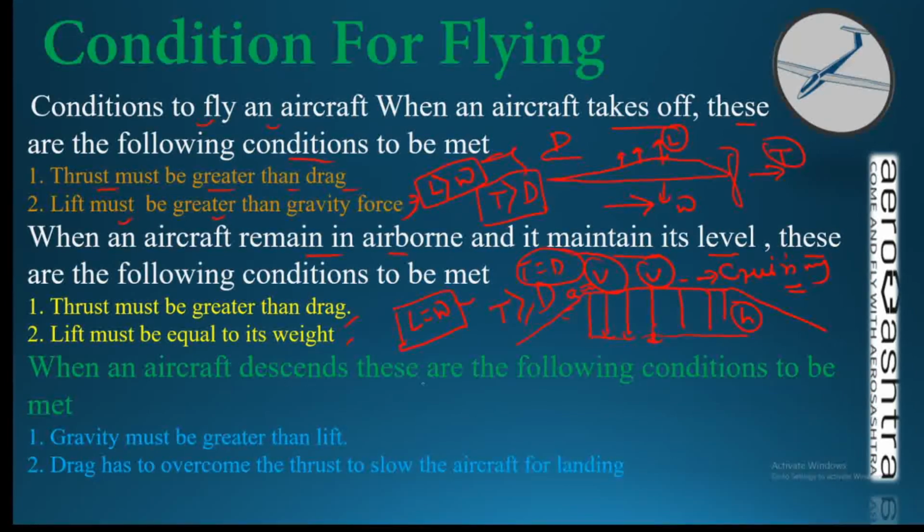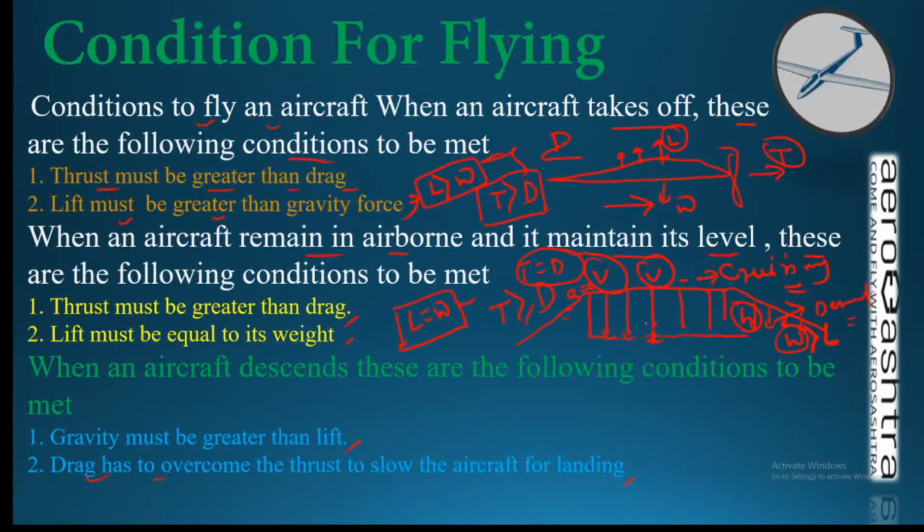Okay. When an aircraft descends, these are the following conditions to be met. So, in this region, this is your descent region. Gravity must be greater than lift. So, here the weight must be greater than lift. So, slowly or gradually we need to slow the aircraft. By slowing the aircraft, automatically your weight will be greater than its lift, so that the height will be reduced gradually. Drag has to overcome the thrust to slow the aircraft.